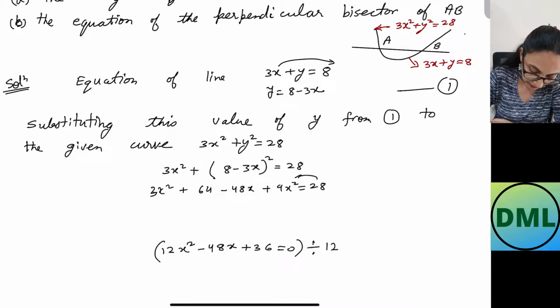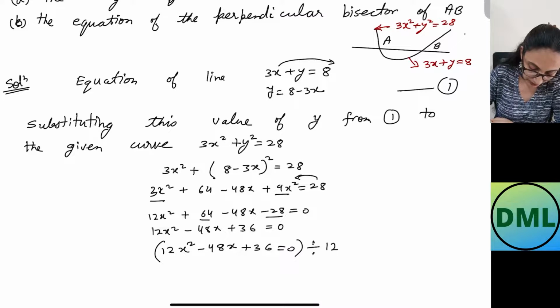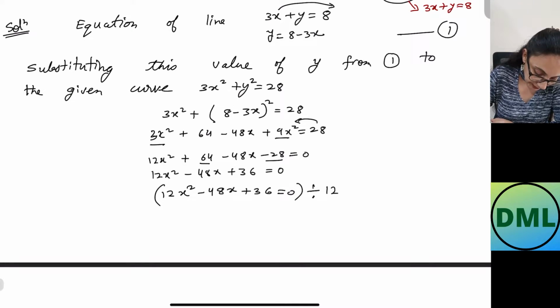Now move this 28 to the left hand side. 9x² + 3x² is 12x², plus 64 - 48x - 28 = 0. 64 - 28, so it will be 12x² - 48x + 36 = 0. Now divide this whole equation by 12. So you will get x² - 4x + 3 = 0.